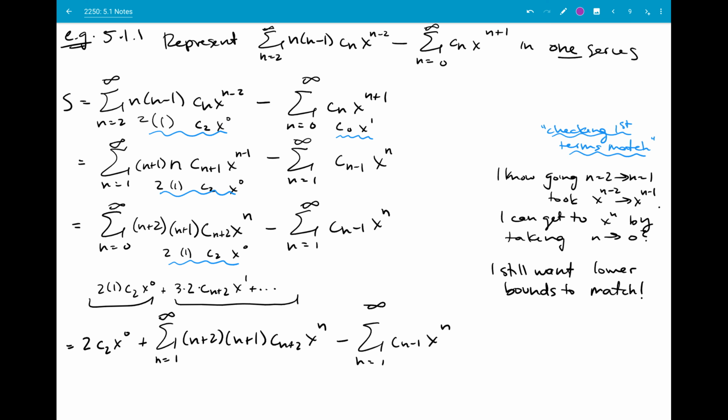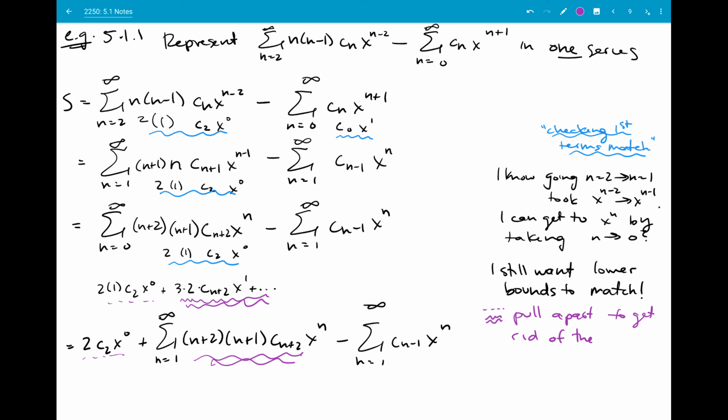So what I've done here, oh no, that eraser is too big. Okay, I just want to underline it so it's clear what's happening. So I pulled apart these two different things. Let's do double underlines right there. And I just pulled them apart to get rid of the bad lower bound.